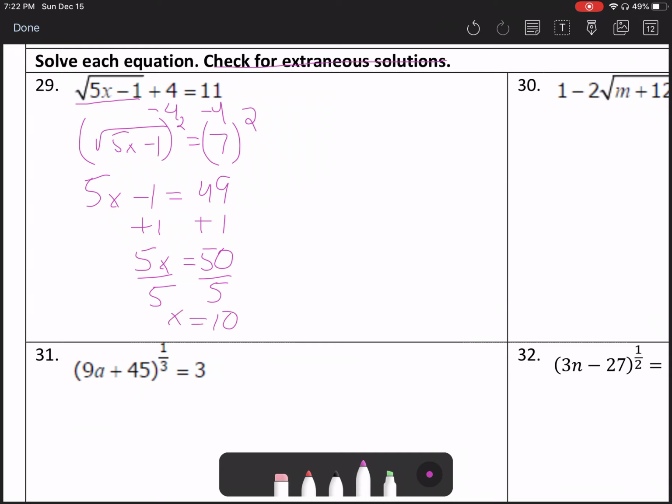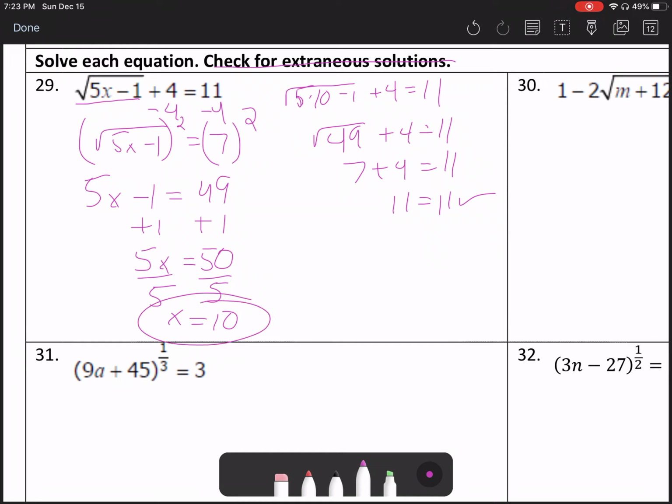Now, right here it says check for extraneous solutions. So you need to make sure that the answers that you get do work out in your problem. You just simply plug whatever you get for x into the original problem. So this is radical 5 times 10 minus 1, plus 4 is equal to 11. That's 50 minus 1, that's going to be radical 49 plus 4 is equal to 11. 7 plus 4 is equal to 11. 11 is equal to 11. And that checks out. So my answer is indeed 10.